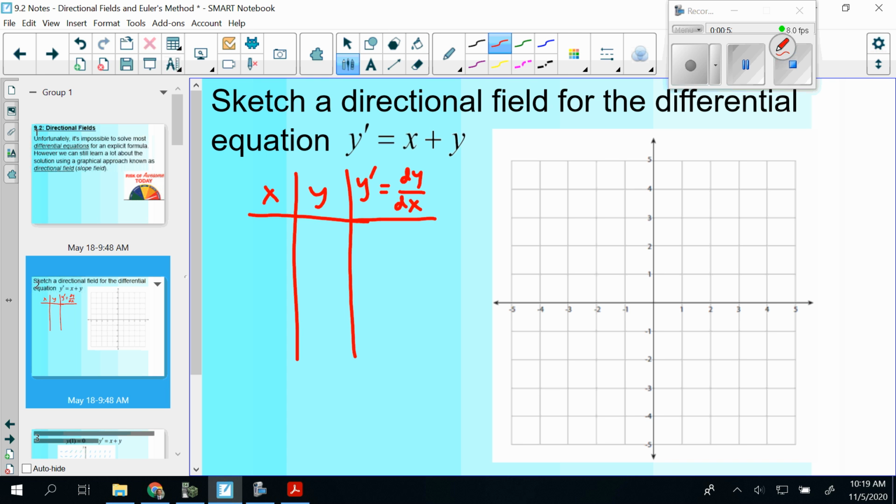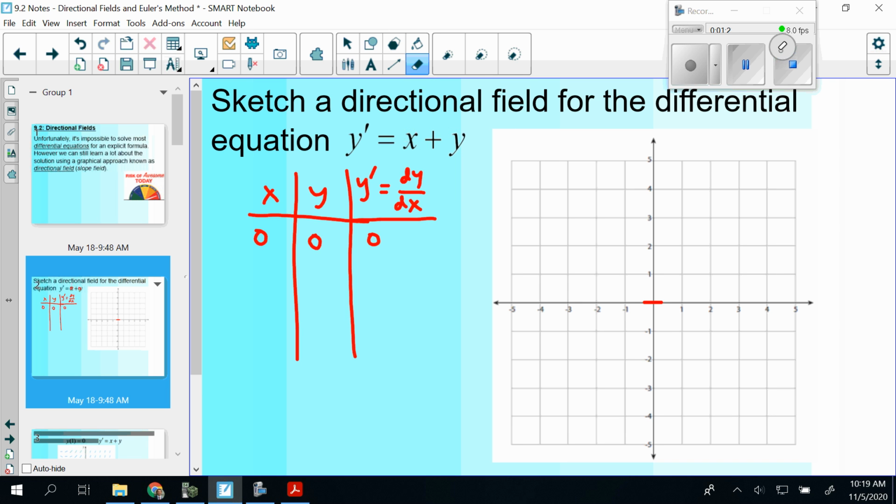So for example, if we put in certain points, like if I have both x and y equal to 0, I can come up here to my equation and figure out what the slope is going to be. So 0 plus 0, the slope would end up being 0. So at the origin, the slope is going to be 0, which I know is horizontal. So I'm going to put a little horizontal line segment there to represent that.